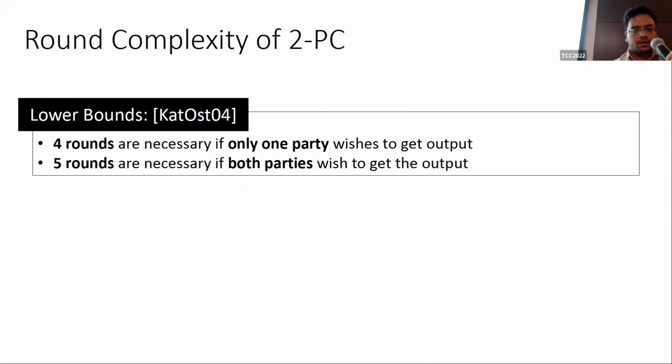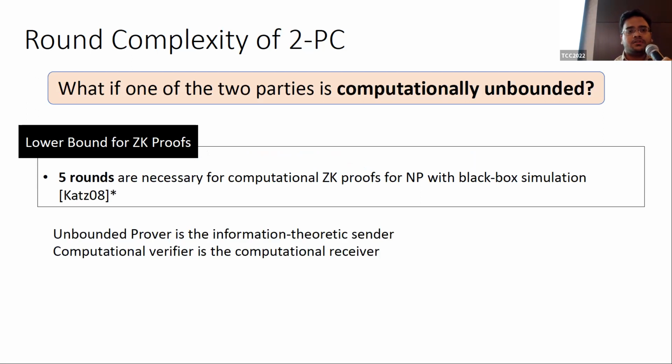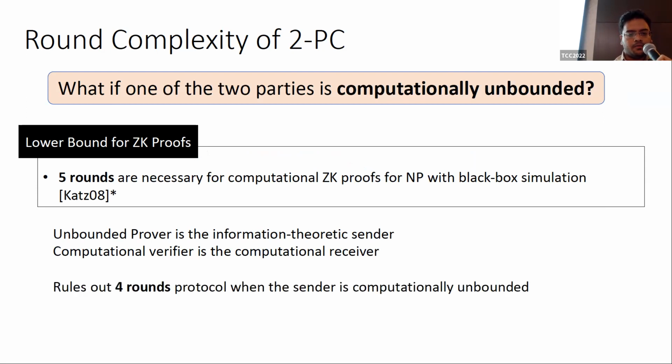It is known, due to the seminal work by Katz and Ostrovsky, that 4 rounds are necessary if only one party wishes to get the output, and 5 rounds are necessary if both parties wish to get the output. Remember that this is the non-simultaneous message exchange model. There's also another work by Katz, which shows that 5 rounds are necessary for zero knowledge proofs for NP statements with black box simulation. If we consider this in our setting, the unbounded prover is the information theoretic sender, and the computational verifier is the computational receiver. So this rules out a 4 round protocol when the sender is computationally unbounded.